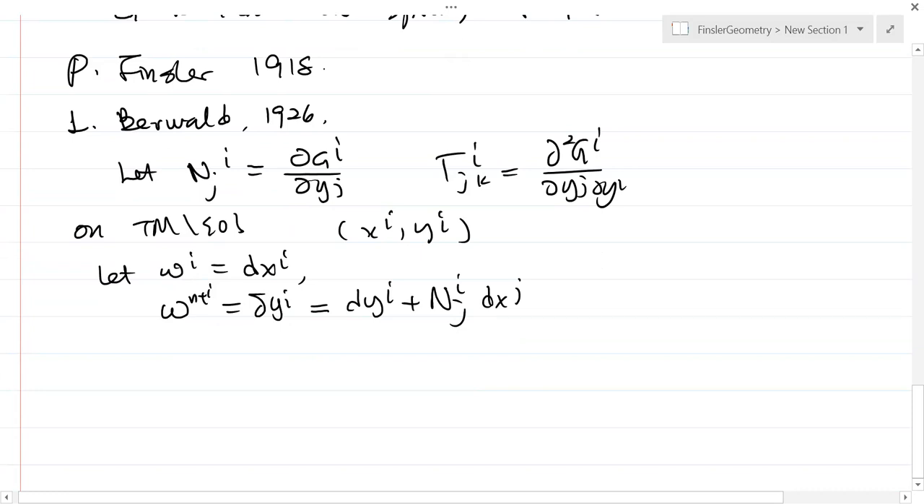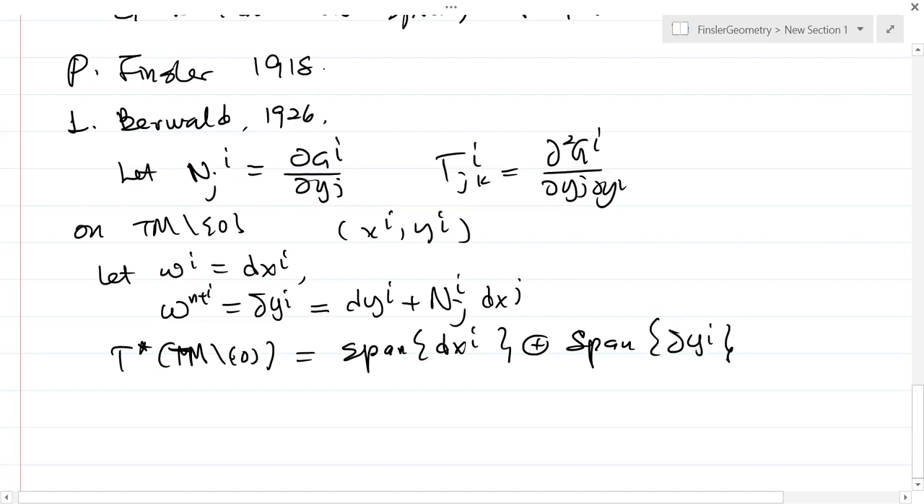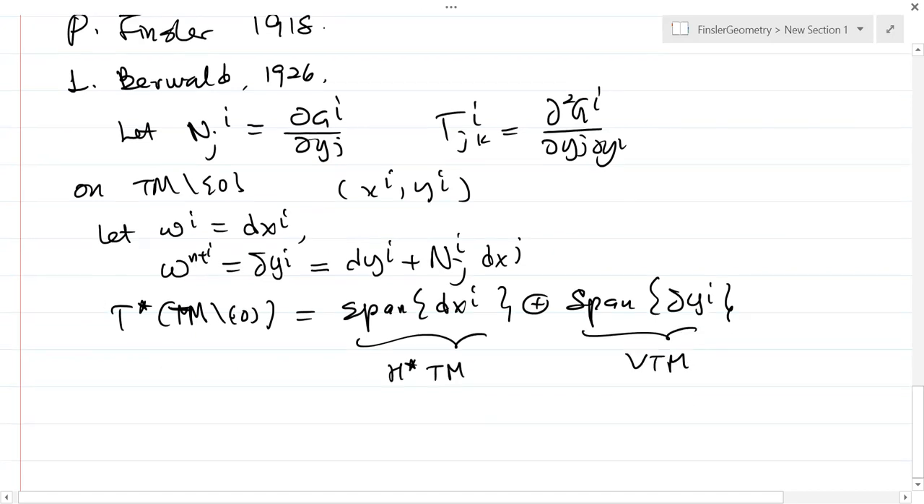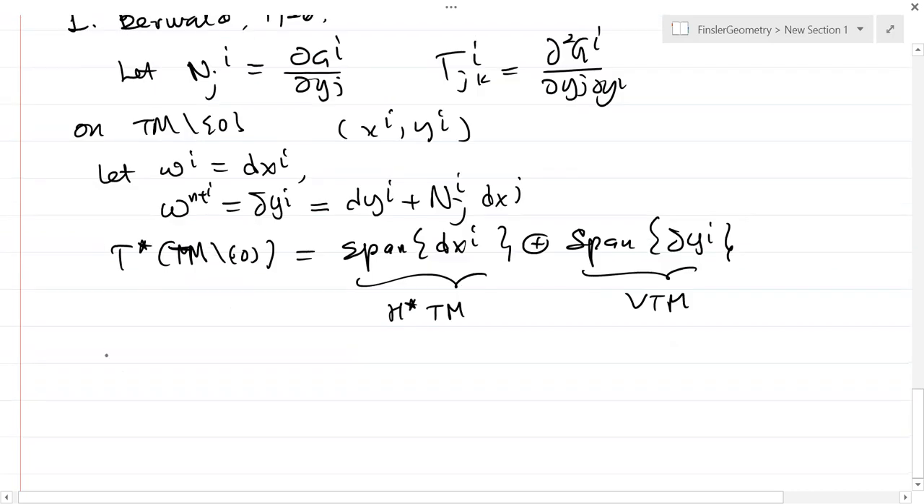Then actually omega^1 to omega^n, and omega^{n+1} to omega^{n+n}, those are two sets of local one-forms. They determine a decomposition of the cotangent bundle of TM. In other words, T*TM is going to be span of dx^i plus span of delta y^i. This part maybe you can call horizontal, and this is vertical. That's not what we want to talk about. So now I'm going to introduce the connection forms.